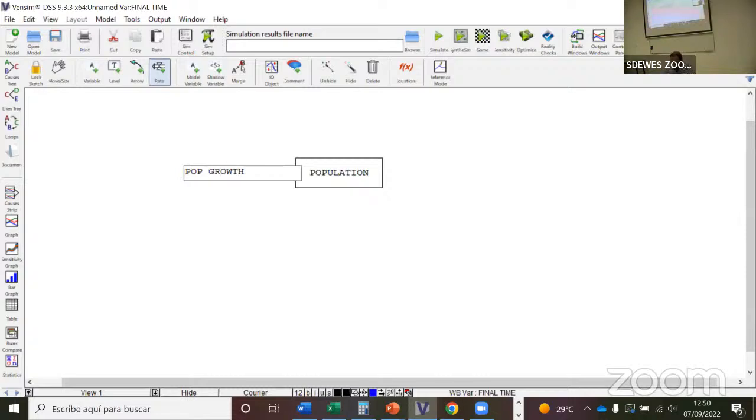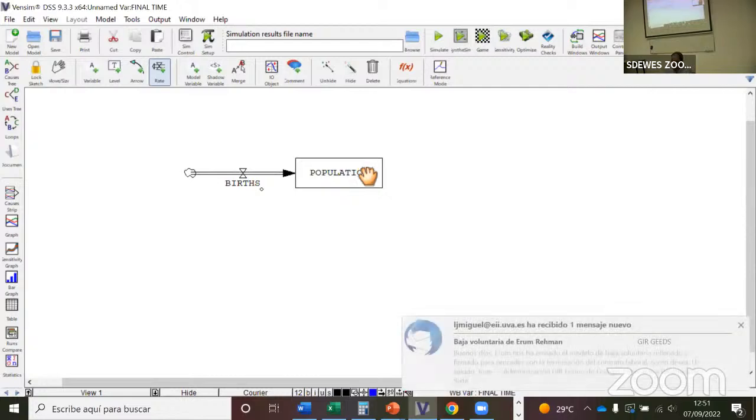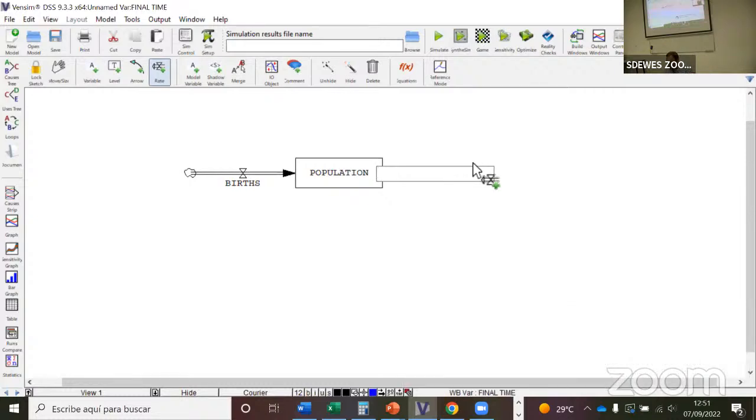Or births. Births? You prefer births? Okay, births. And then, again, for the outflow, you click first on the stock population, then go with the mouse to the right, click again in any place, and then you can write the name of the outflow. In this case, deaths. You will have something like that: one inflow for births, one outflow for deaths.